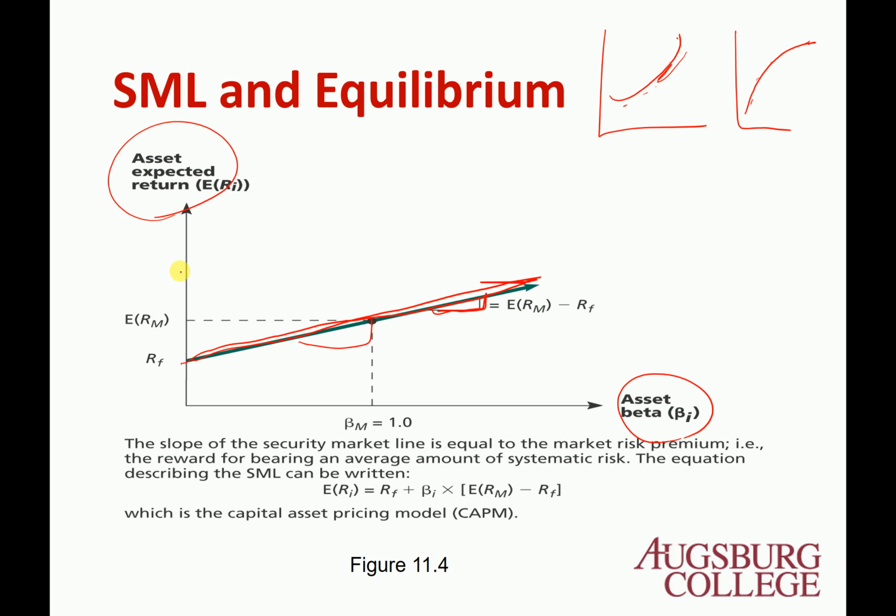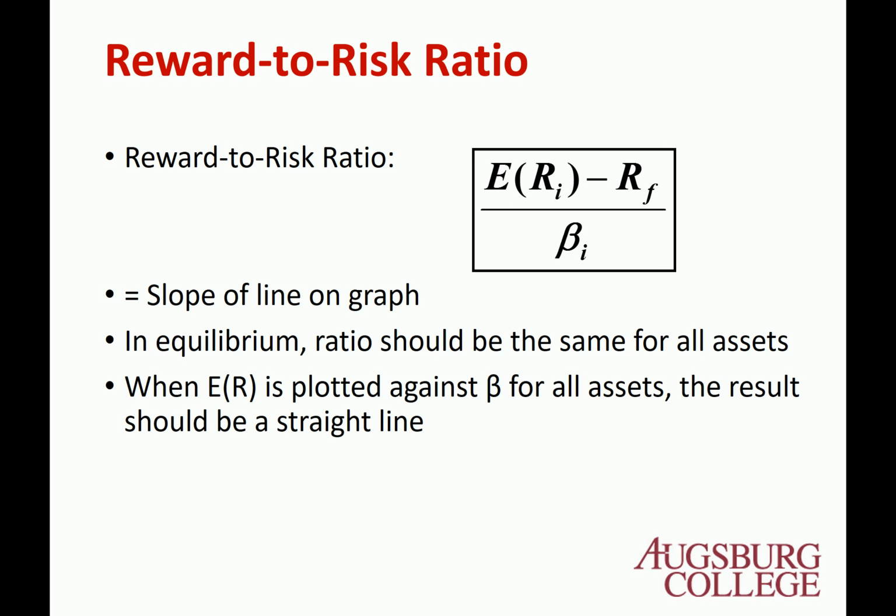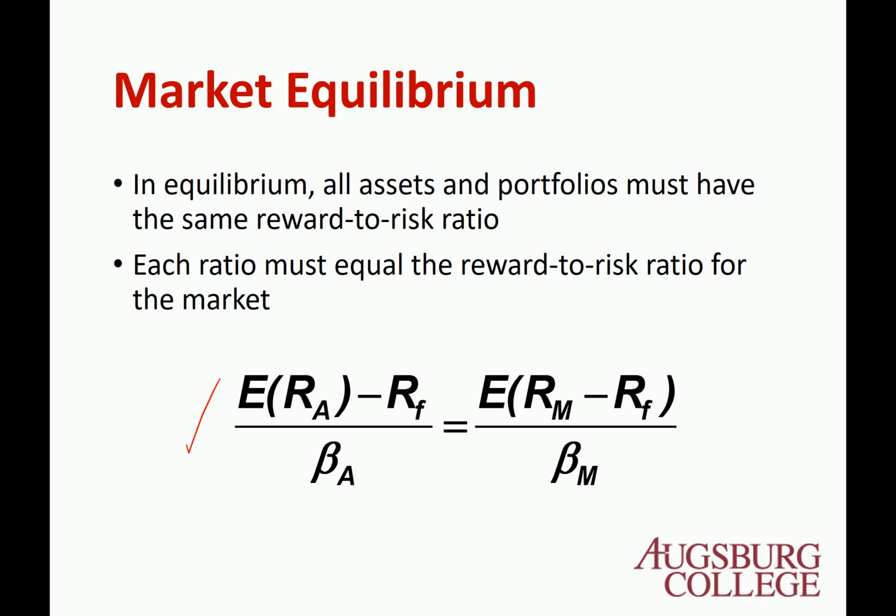Okay. So if you pick one asset, say this is the expected return on I, and this is the beta of I. In equilibrium, the slope here should be the same as here, the market. So the slope here is the expected return on I minus the risk-free rate, divided by beta of I, equals the expected return on the market minus the risk-free rate, divided by beta of the market, in equilibrium. That's the equilibrium condition. This is also the reward-to-risk ratio, and the reward-to-risk ratio should be the same at all points in equilibrium. It should be a straight line. So in equilibrium, all assets and portfolios must have the same reward-to-risk ratio. Each ratio must equal the reward-to-risk ratio for the market. So this should hold.